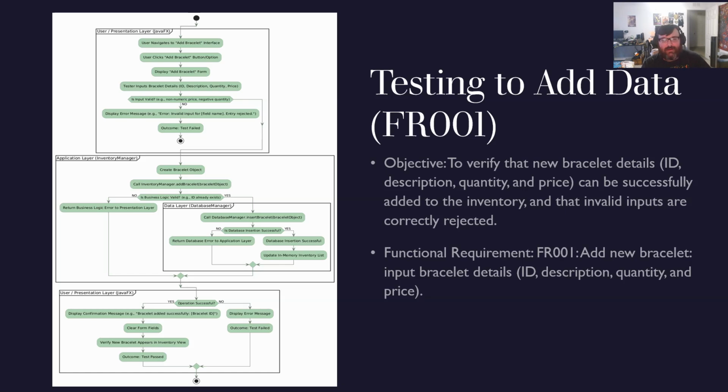From there, it should proceed to another validator where it asks was the operation successful. If no, it displays the error message and shows that the outcome has failed. If the operation is successful, display a confirmation message. It will clear the fields in the form. It will verify that you can see that the new bracelet has been added, in fact, to the inventory view.